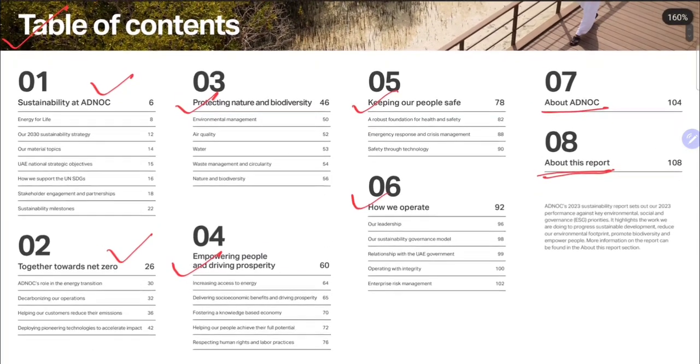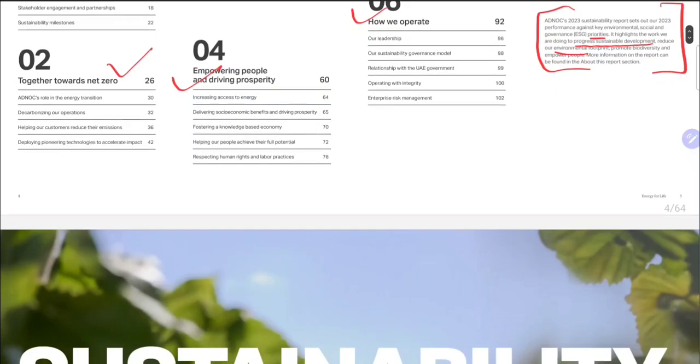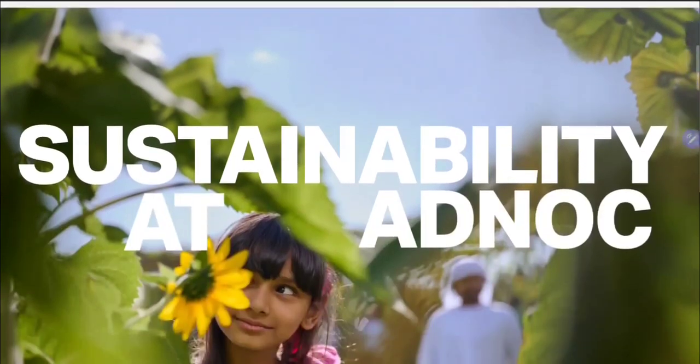And if you see this paragraph, as a student of ESG reporting and sustainability reporting, we need to understand what companies say. ADNOC's 2023 sustainability report sets out 2023 performance against key ESG priorities. Okay, what are the priorities? Means the key focus areas or key materiality topics. In highlights, what we are doing to progress sustainable development, reduce our environmental footprint, promote biodiversity, empower people. So that information is available here. Okay, let us see one by one.